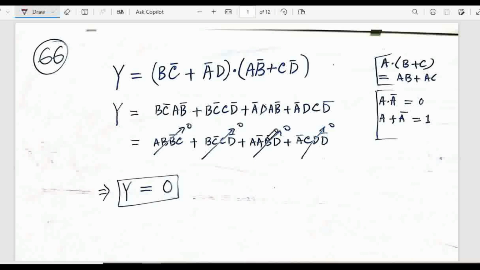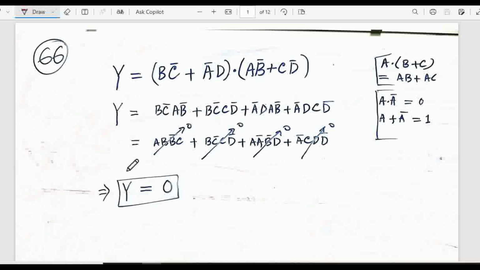You have to know some basic properties. When you multiply any input A into B plus C, it will give AB plus AC. Like this, A dot A bar, that is A AND A complement, will give 0, because 0 AND 1 or 1 AND 0 both give 0. And when you OR 1 with 0 or 0 with 1, it will give 1 always. Applying those properties here, you will get 0.